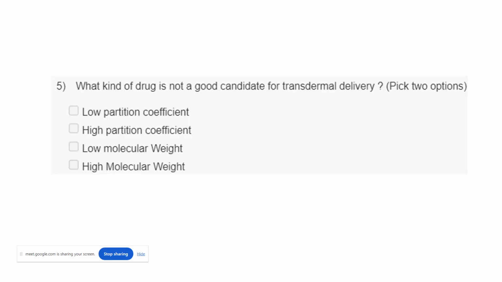Okay, here is the fifth question. What kind of drug is not a good candidate for transdermal delivery? You have to select two correct options here. Low partition coefficient and high molecular weight. Okay, option 1 and 4. Okay.